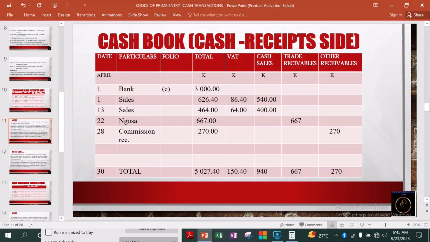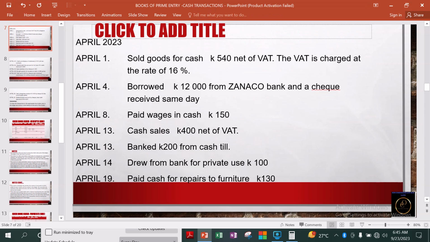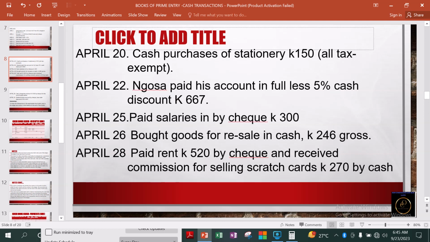What happened in the next transaction? We see 20th April, cash purchases of stationery at 150. All tax exempt. So that means the VAT is not payable. These non-VATable supplies do not attract VAT. So that's why we're being reminded all tax exempt.